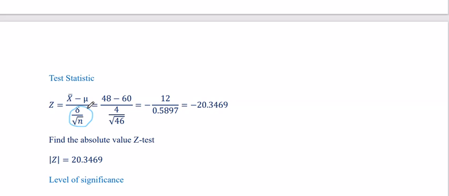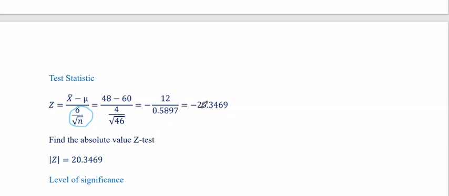So we are still going to do that one in the next. We are still going to explain more about this standard error in the subsequent tutorial. Now our standard deviation is this. These are the computation. We have minus 20.3469. Now, we need to convert this minus 20 test as into positive by finding the absolute value.